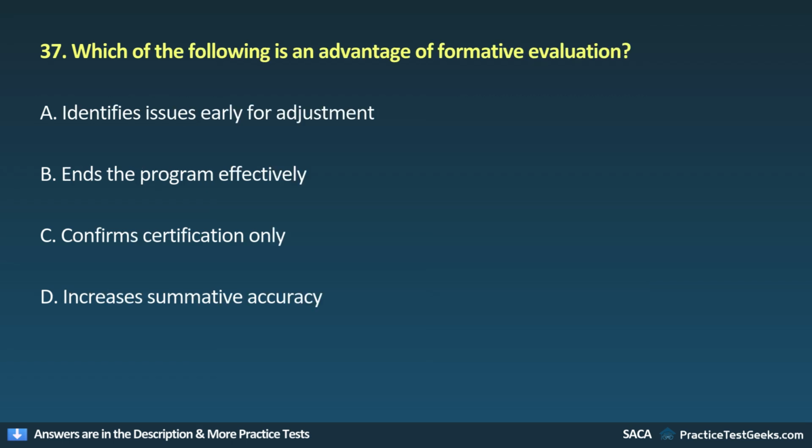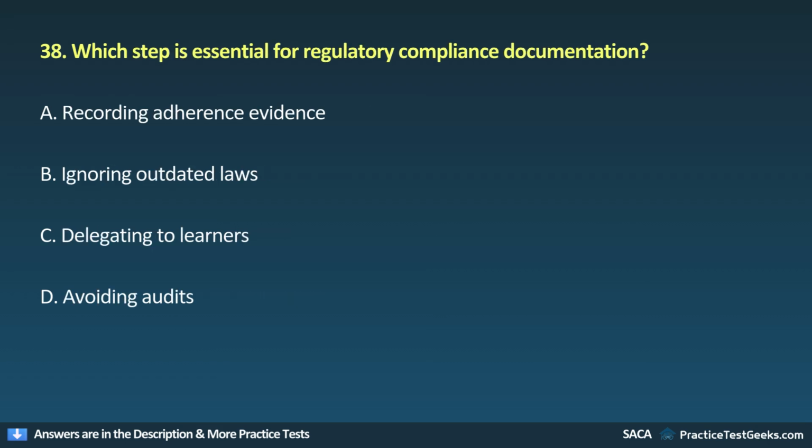37. Which of the following is an advantage of formative evaluation? A. Identifies issues early for adjustment. B. Ends the program effectively. C. Confirms certification only. D. Increases summative accuracy.